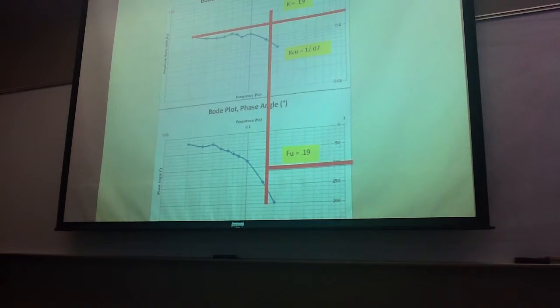Here's an example of our Bode plot. From ours, we got a gain of about 0.19, and coincidentally, our ultimate frequency was also 0.19, which helped us get our KCU of 1 over 0.07, which is quite a large number.